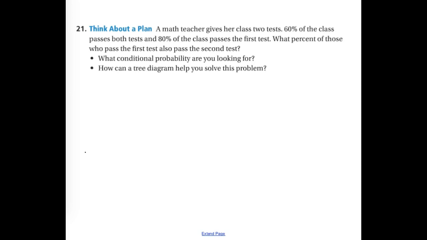So how would we define our events A and B? What's the first event that has to happen? We have to pass the first test, right? So if we think of this in terms of a tree diagram, we might pass the first test or we might fail the first test. Yes? Okay, what's event B? What's the second thing that has to happen? Whether we pass the second test or not, okay? So we branch off.